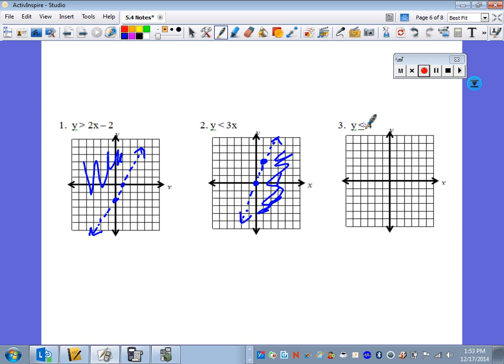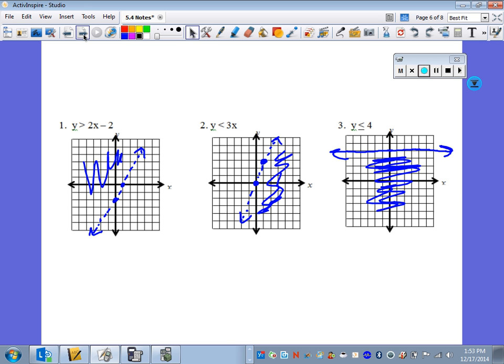And then this one is y is less than or equal to 4. Well, positive 4 is 1, 2, 3, 4. So that means this is a solid line, a horizontal line, because you have a 0 slope. And it's solid because it's equal to, and it's less than, so I'm going to shade below the line. Okay? That's how that works.